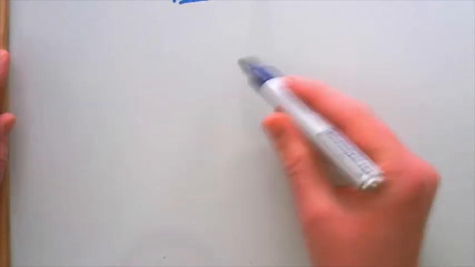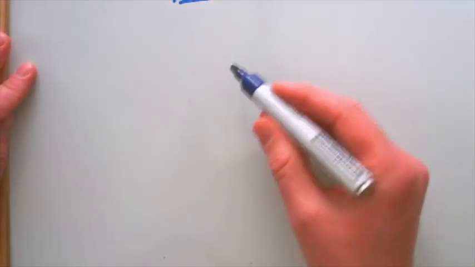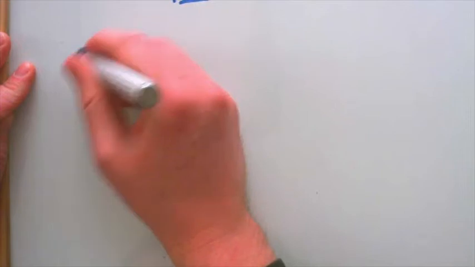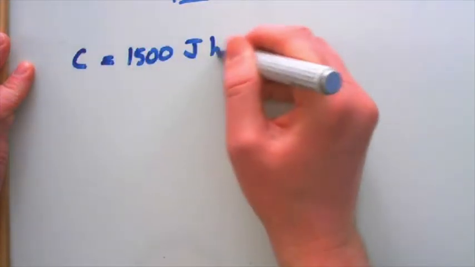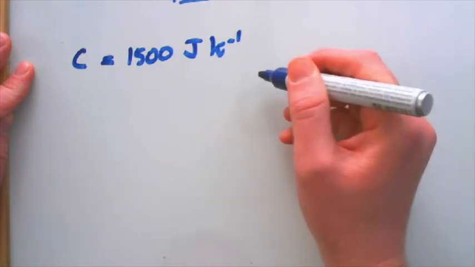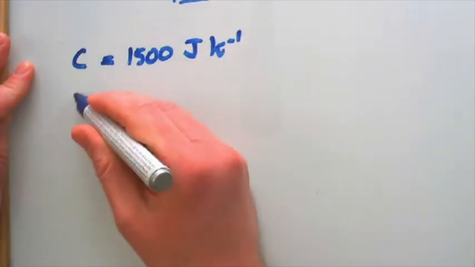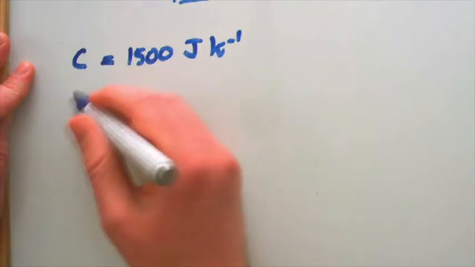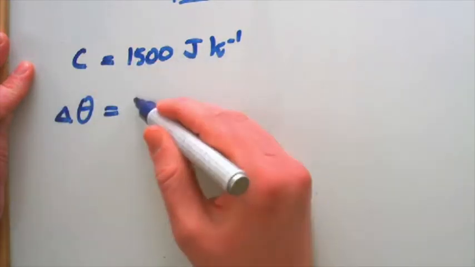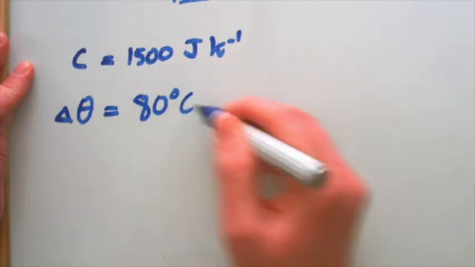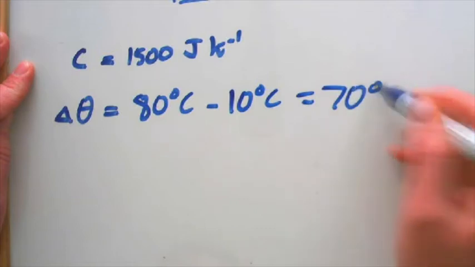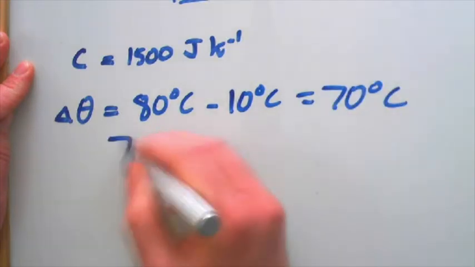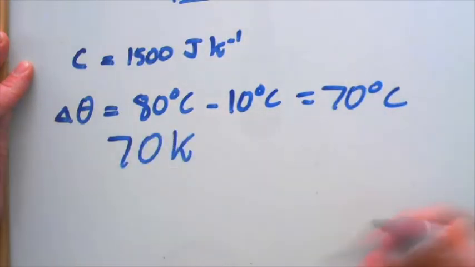Okay, so what are we given? We're told that the calorimeter of oil has a heat capacity, capital C, of 1500 joules per Kelvin. We want to raise the temperature from 10 to 80 degrees Celsius. So delta theta, the change in temperature, is equal to the final temperature, 80, minus the starting temperature, 10, which works out as 70 degrees Celsius, or we could also say 70 Kelvin. And now we have everything we need.